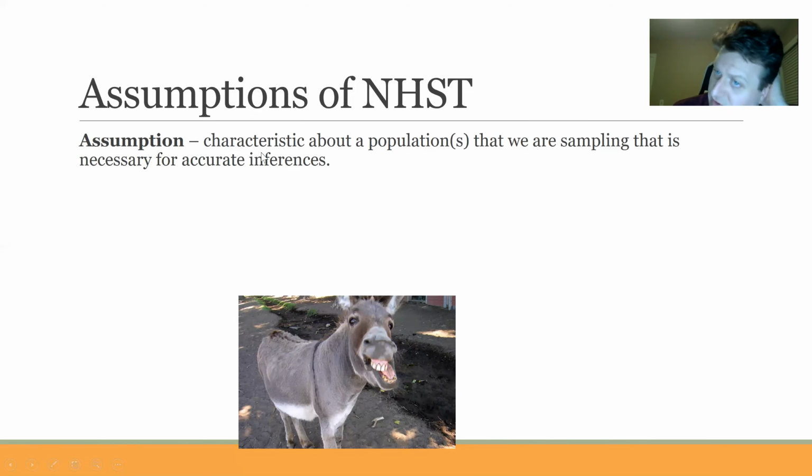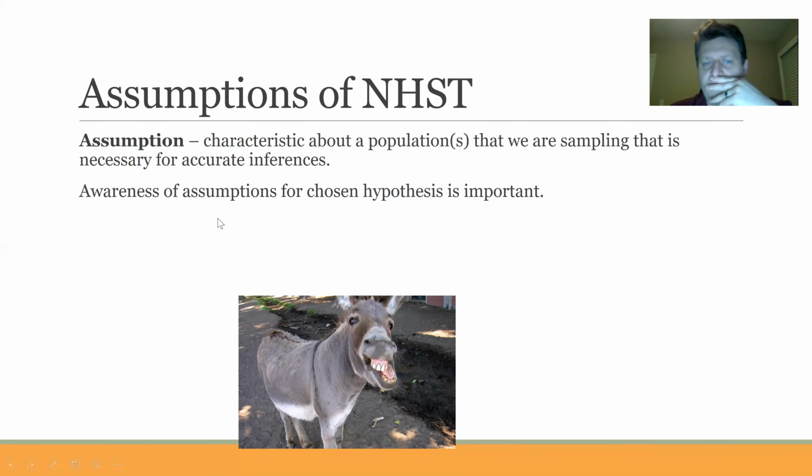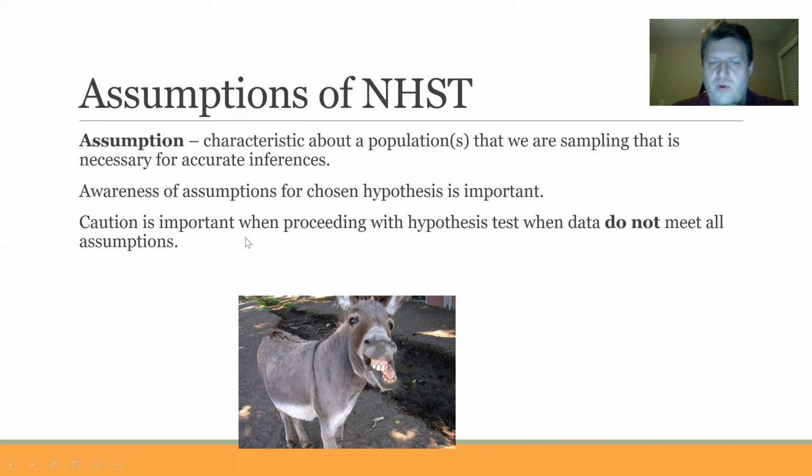And if they are true, our statistics work out fine. If they are not true, we've got to be cautious. Remember what your parents told you about assuming, right? It makes an ass out of you and me. If these assumptions hold true, we don't have a problem. If these assumptions are violated, if they don't hold true, sometimes we have a problem, sometimes we don't have a problem. We'll talk about these instances a little bit later on. So awareness of the assumptions for our chosen hypothesis is very important for us. So caution is important when proceeding with a hypothesis test when the data do not meet all of the assumptions.